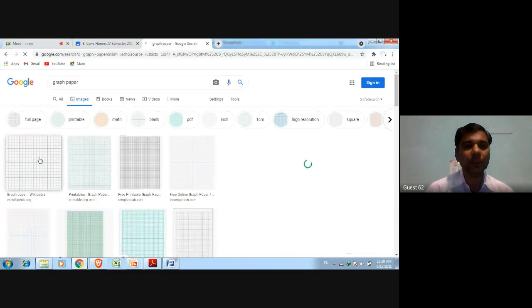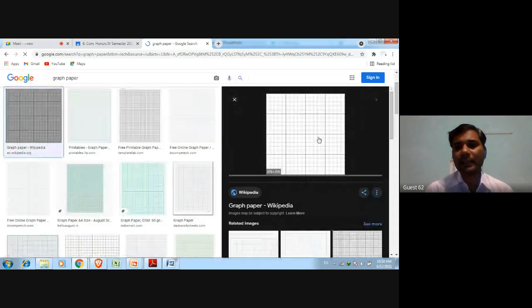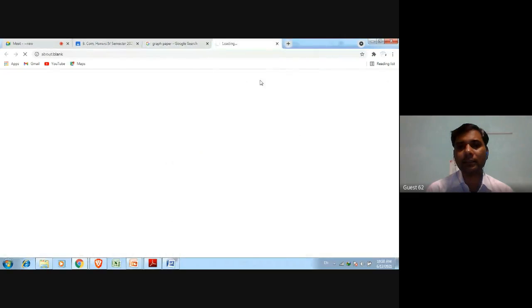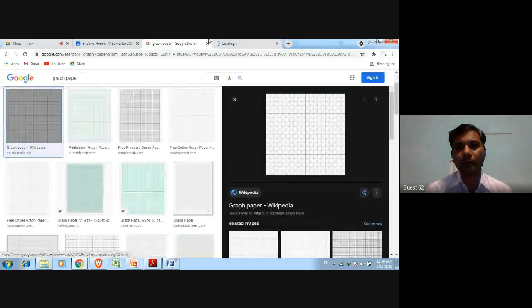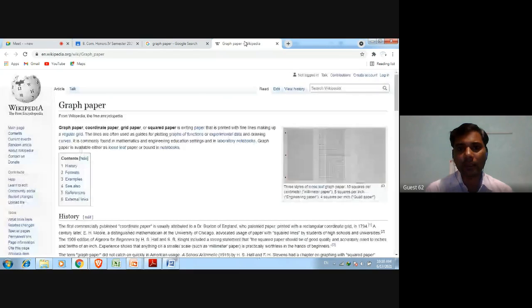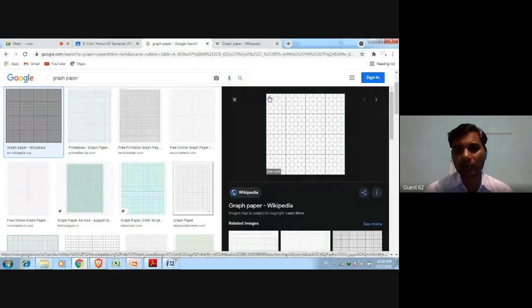Let me show you on your screen. This is a graph paper. Now, there are so many small blocks and also bigger blocks. In this graph paper, these are the small blocks. Within one big square box, how many small blocks are there? 1, 2, 3, 4, 5, 25.